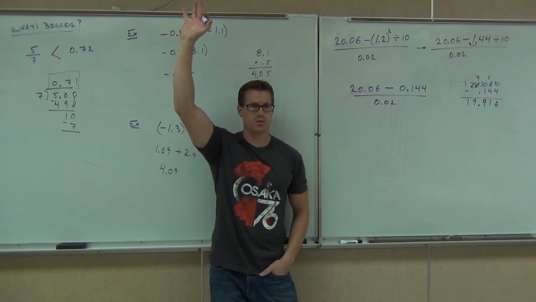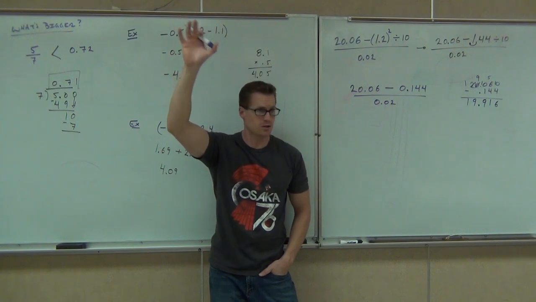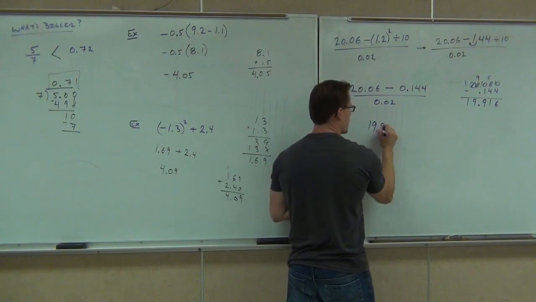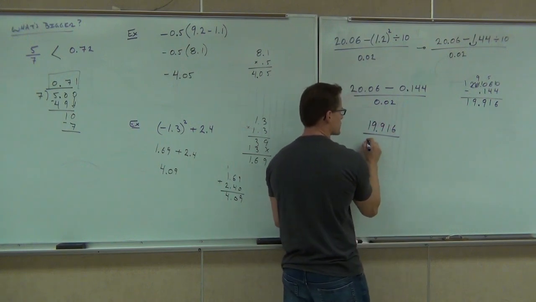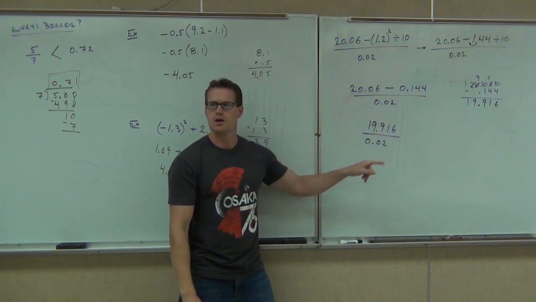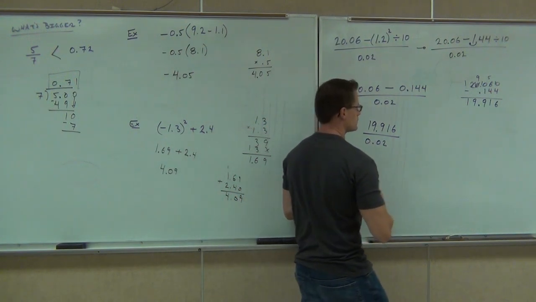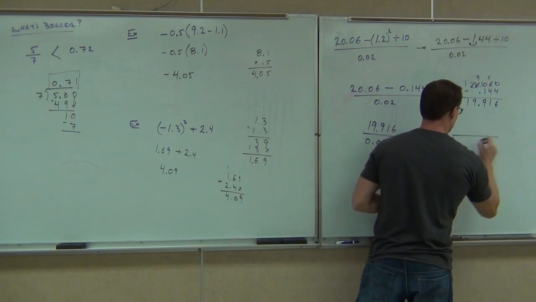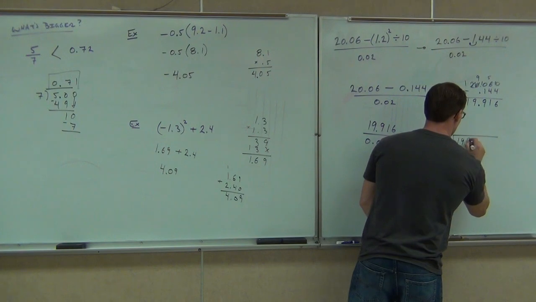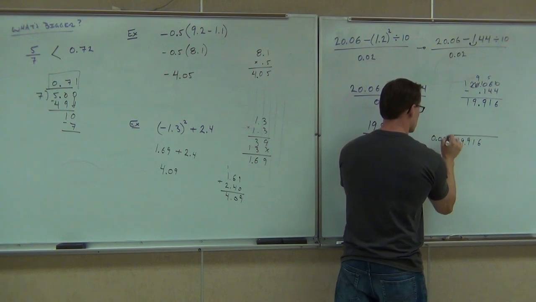Were you able to get that? Yes. Raise your hand if you feel okay with it so far. Okay, I'm assuming if you're not raising your hand, you don't really feel okay with it. Are you okay with it? Okay, good. So our numerator right now is 19.916. Our denominator is 0.02. What's it mean when I have a fraction, 19.916 over 0.02? So set up your division problem. What goes on the inside? 19.916 and 0.02.